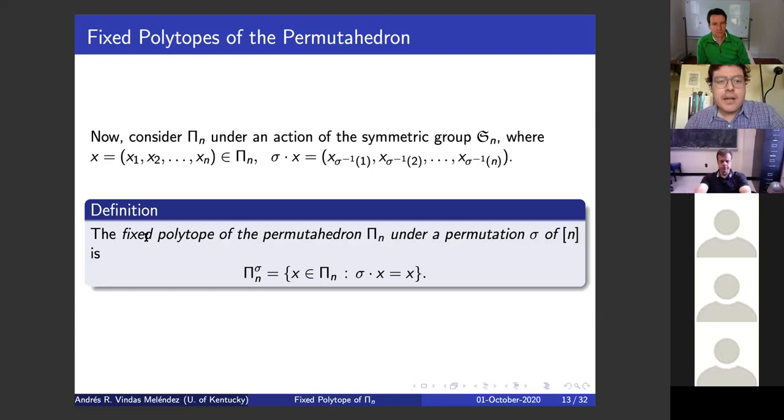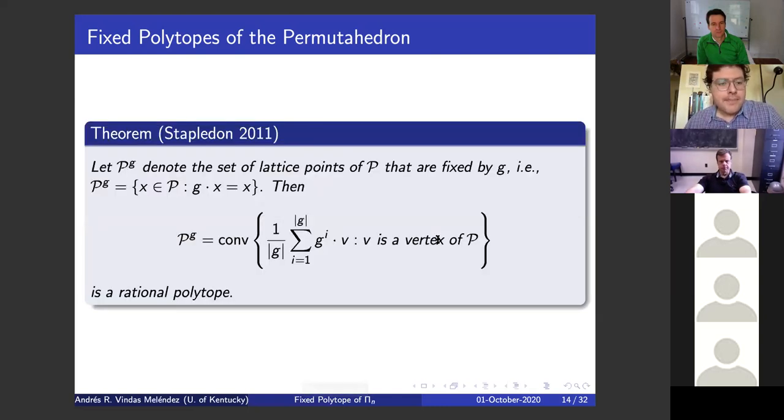And so that's what, in my title, the title was Fixed Polytopes of the Permutahedron. Now this is where we've already talked about the permutahedron. So now let's talk about the fixed polytope business. The fixed polytope of the permutahedron under a permutation sigma of n is all points in the permutahedron that are fixed by that action, okay?